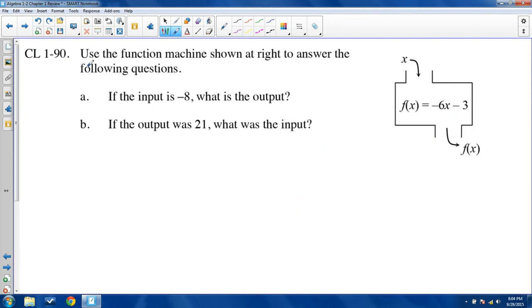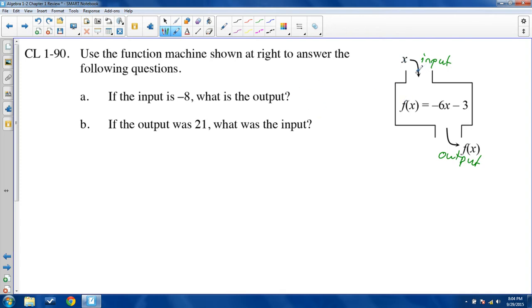Okay, the last one, number 90. Use the function machine shown at right to answer the following questions. So the way a function machine works is x goes in, and y or f of x comes out. So this is the input. Whatever you put into it, you get something out. That's called the output. Make sure you're very keen on that.